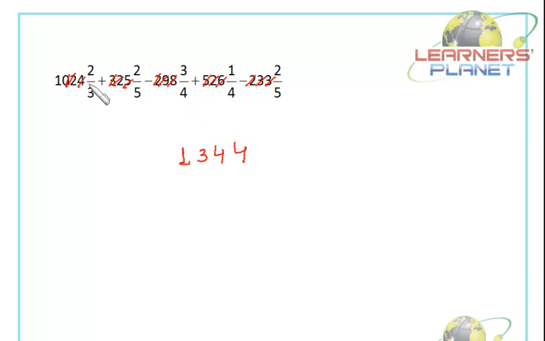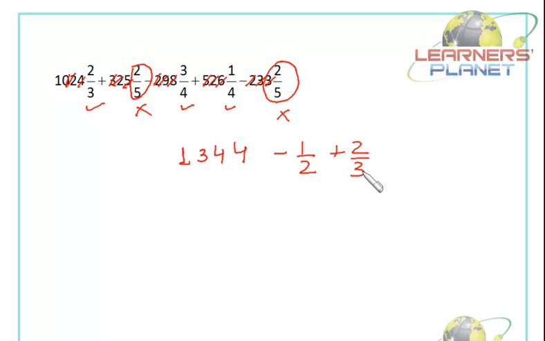Here I am having 2 by 3, 2 by 5. This is positive 2 by 5 and this is negative 2 by 5. So both of them will be cancelled. Now this is negative 3 by 4 and this is positive 3 by 4. So what will we be getting? Minus 2 by 4, that is minus half. Then this portion is plus 2 by 3.